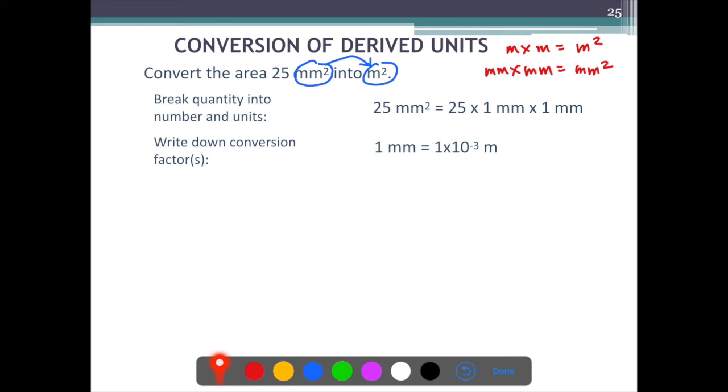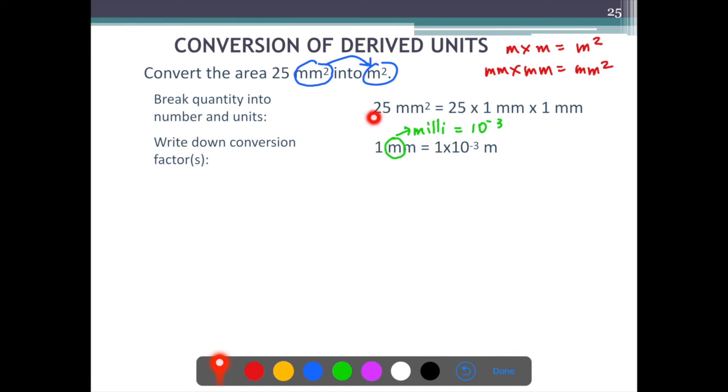Then you have your conversion factor, the prefix milli. That's the prefix milli, and milli is 10 to the minus 3. The prefix milli means 10 to the minus 3. And so 1 millimeter is equal to 1 times 10 to the minus 3 meters. You essentially changed the prefix milli by 10 to the minus 3, but you still have the unit meter there that's carried over. So that's your conversion factor.